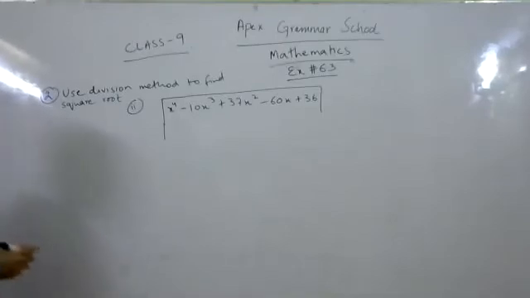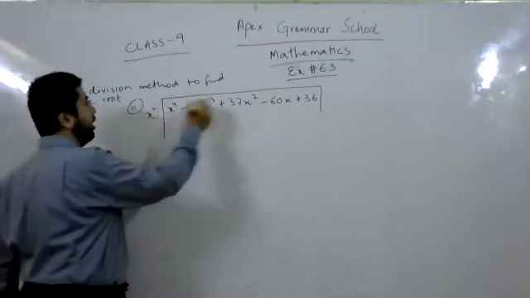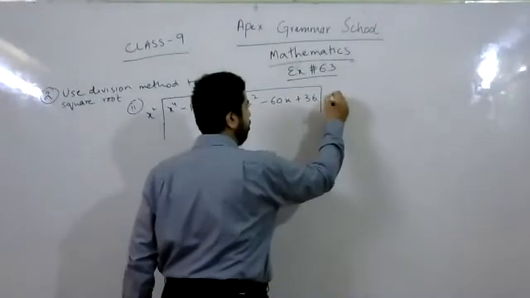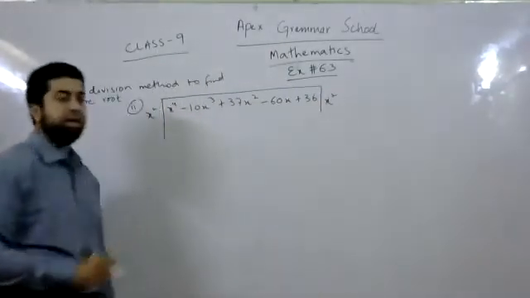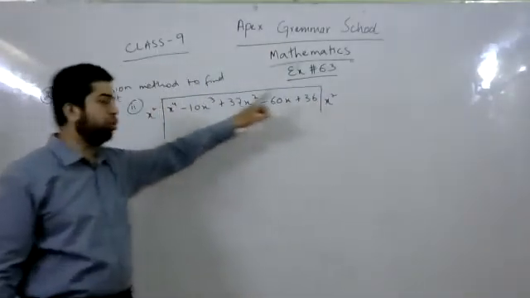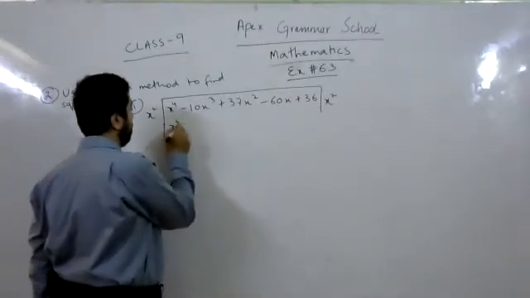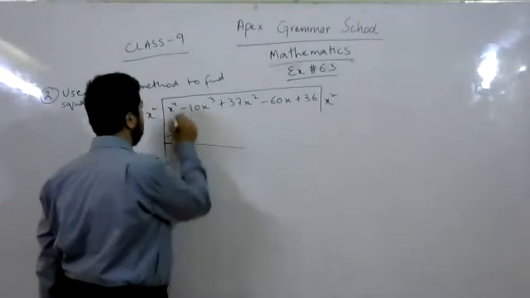So x squared will be here, and also you need to write x squared here. X squared will multiply with this x squared, meaning x raised to power 4. Change the sign and cancel it.